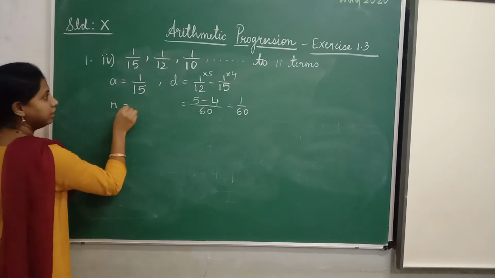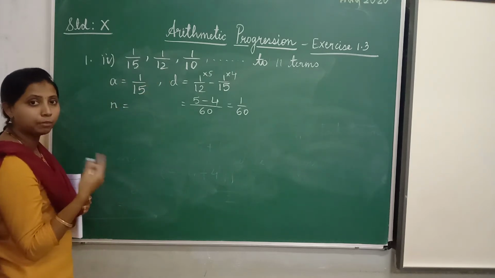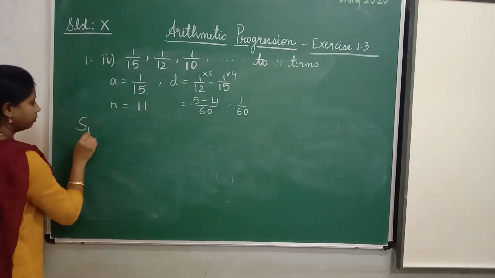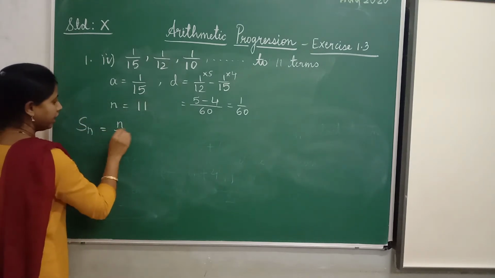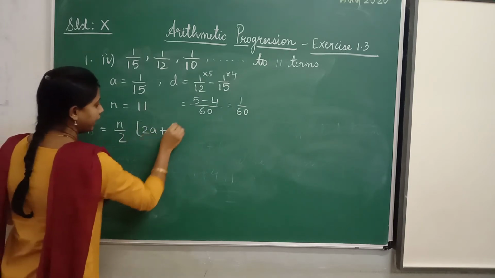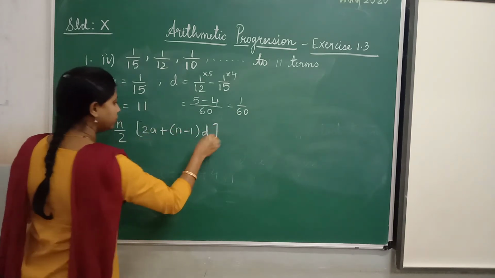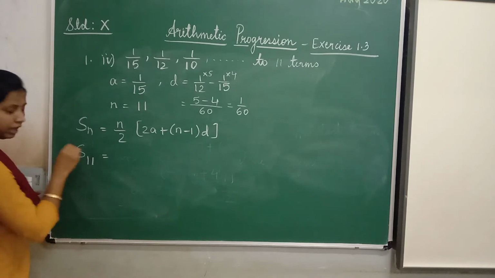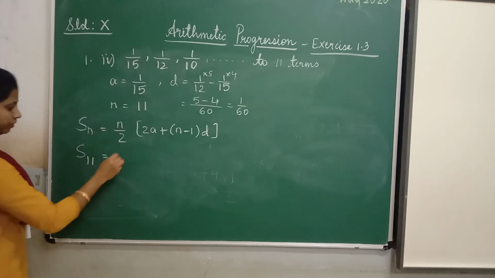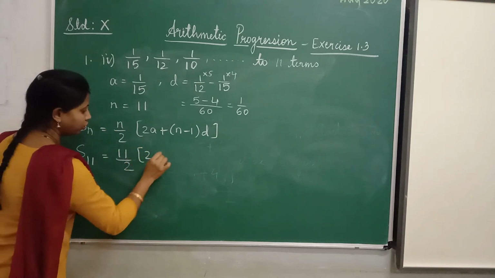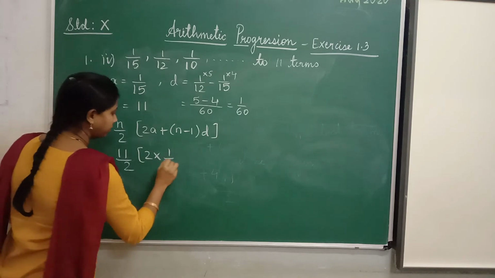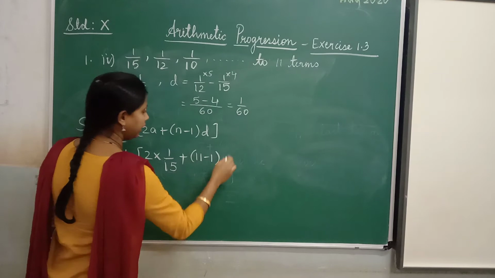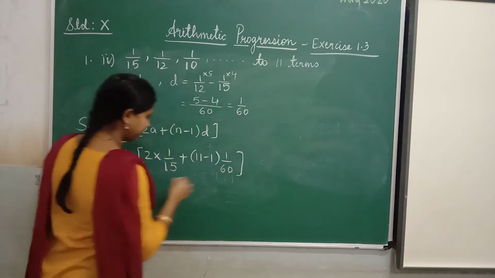And what is n children? How many? We have to find the sum of how many terms? Up to 11 terms. So n is 11. So write the formula now. Sn is equals to n by 2 into 2a plus n minus 1 into d. Okay. Now substitute. We are finding the sum of 11 terms. So n is 11. 11 by 2 into 2 into a. A is 1 by 15 plus n minus 1, 11 minus 1 into d. D is 1 by 60.